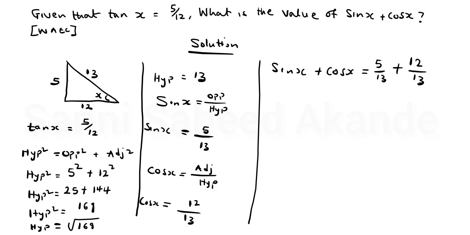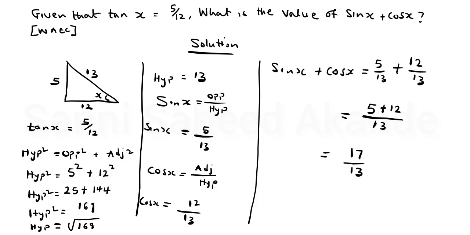Alright, so this is addition of fractions with common denominator. So I will only add the numerators together, which is 5 plus 12, then divided by 13. Alright, so 5 plus 12 will give us 17 divided by 13. And this is the value of sine x plus cos x. Understood? So this is how to solve this type of question.